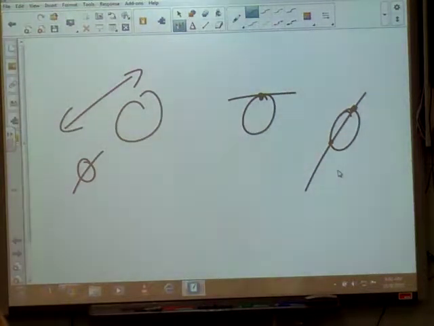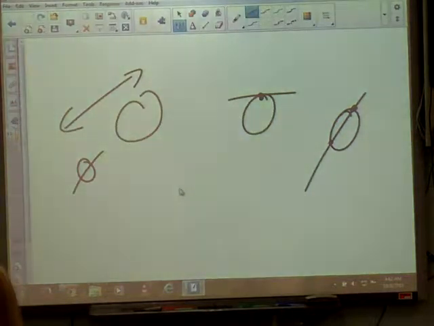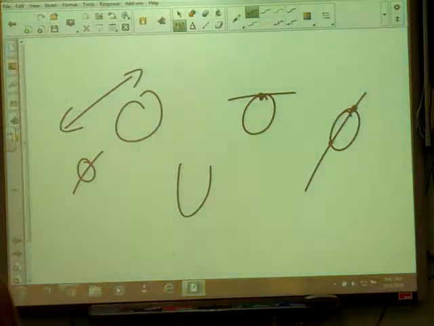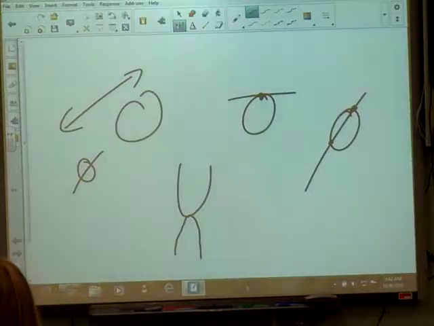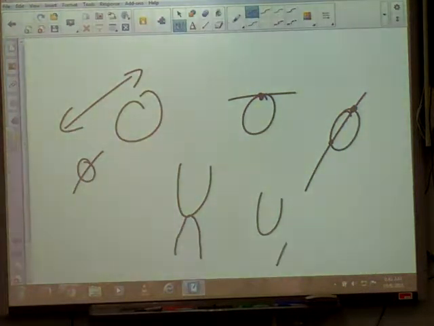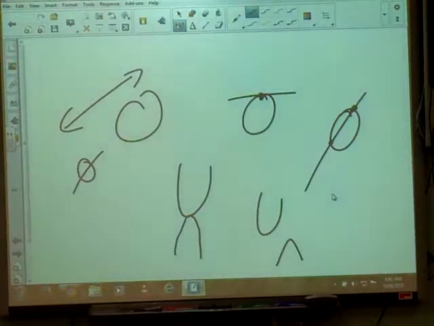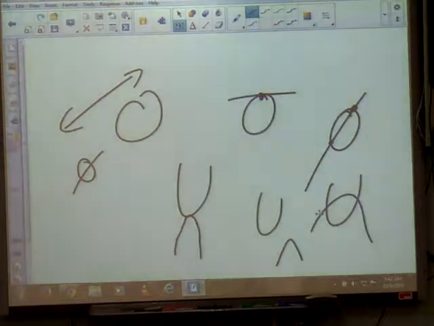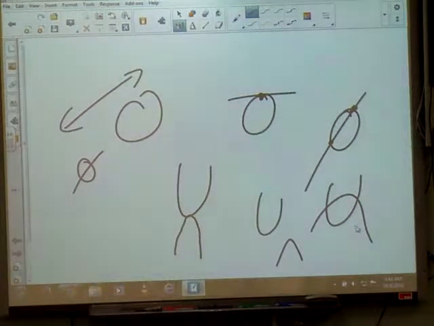Are you always just going to get two pairs on these? Oh, you can have, and that's a thing. Let me show you some different types of answers you can have. You can have a circle and a line that never intersect, so there could be no solution. You can have a circle and a line that has one solution. Yes, you can have a circle and a line that has two solutions.